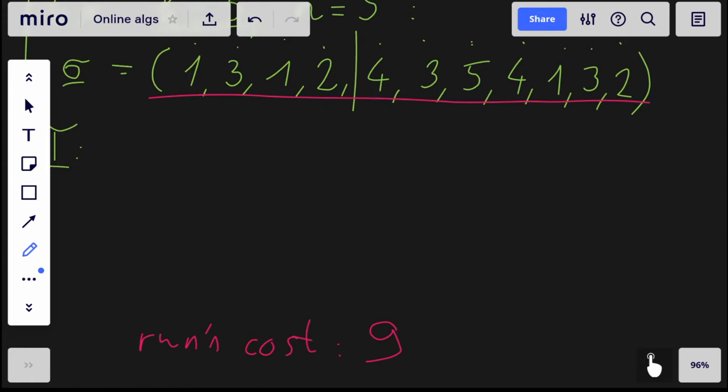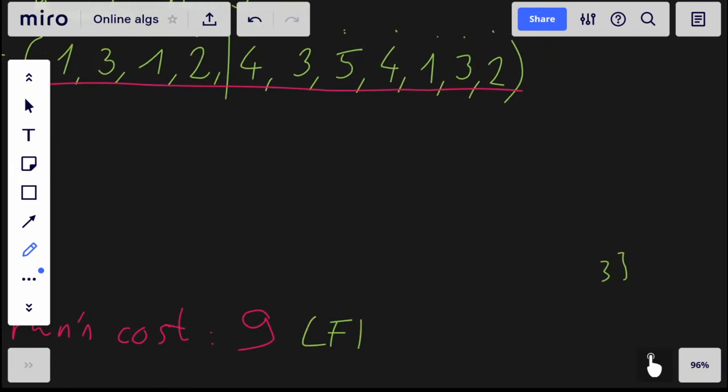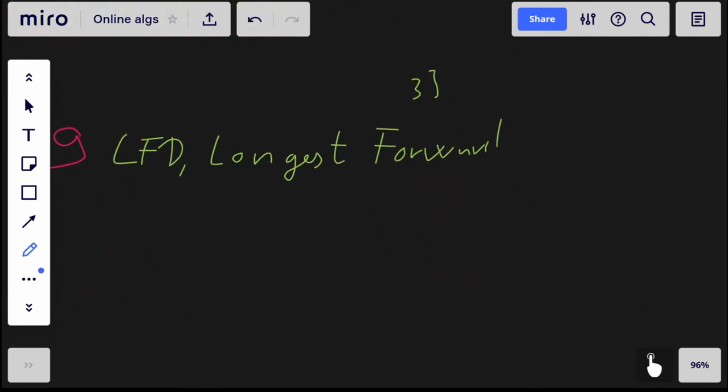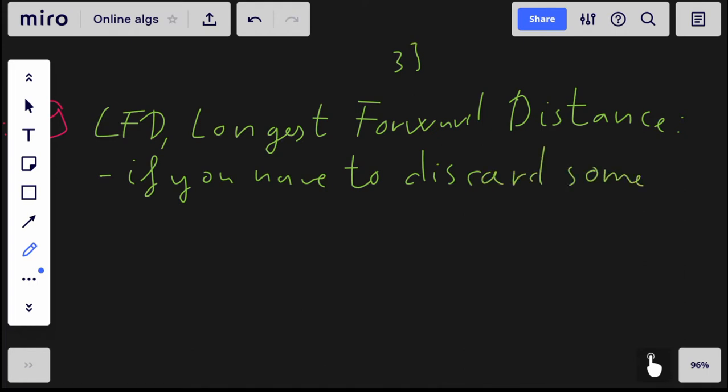So the longest forward distance algorithm is an optimal one. I'm just sketching this here. Longest forward distance, longest forward or future if you wish. So the longest forward distance algorithm: if you have to discard something, well, then peek into the future. So this is not an online algorithm.